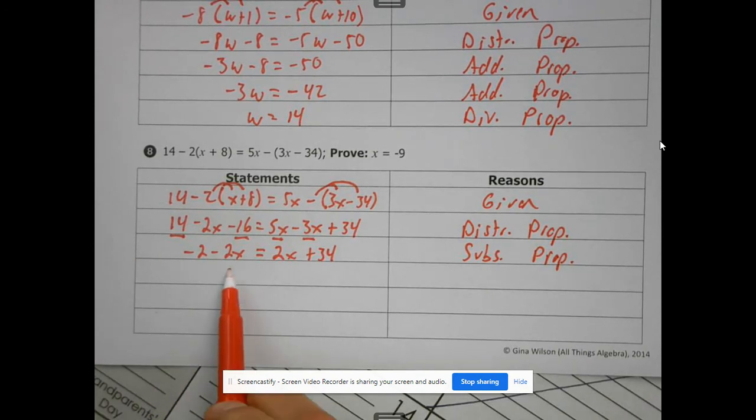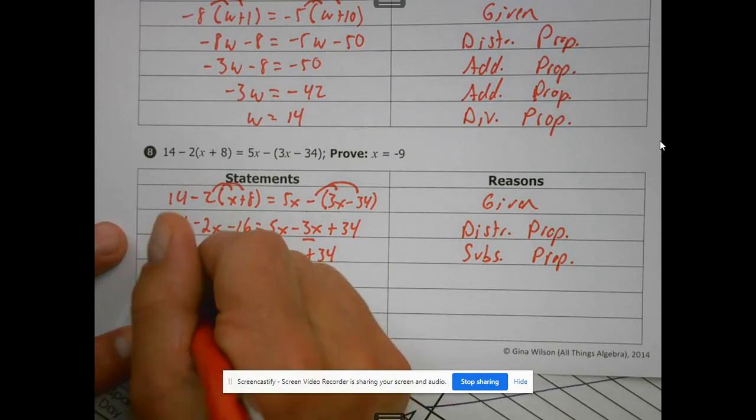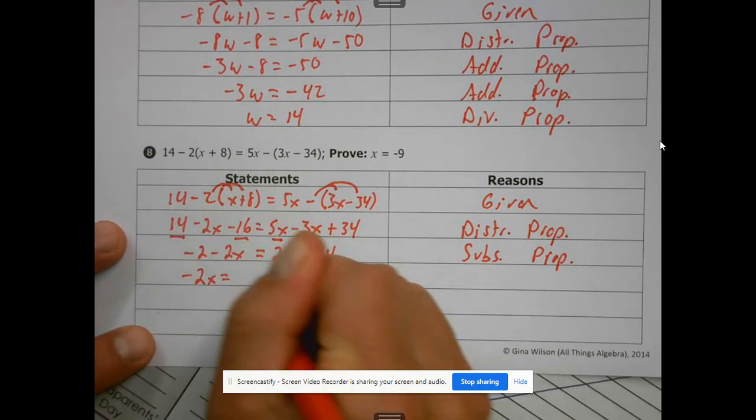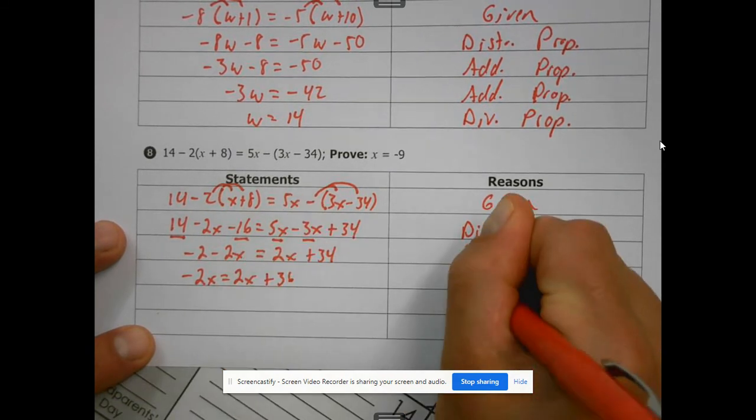Now, this step, guys, you have 4 options just like the ones above. You can add 2 to both sides, add 2x, subtract 2x, or subtract 34. I am going to choose to add 2 to the right first. So negative 2x equals 2x plus 36. That was addition property.